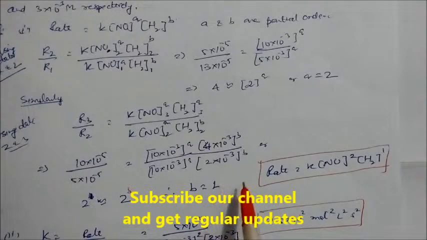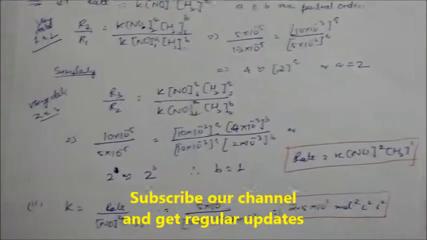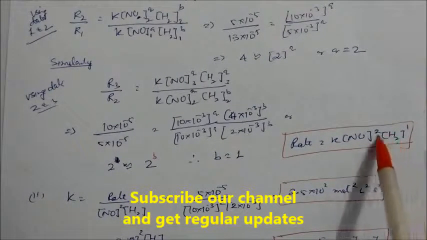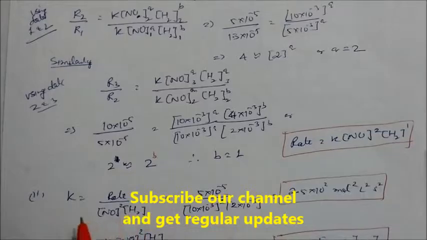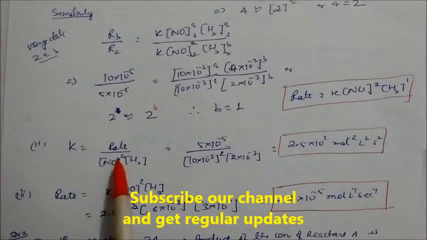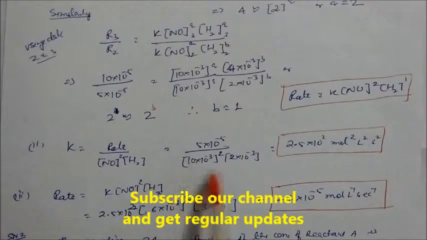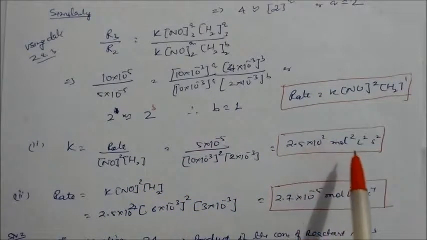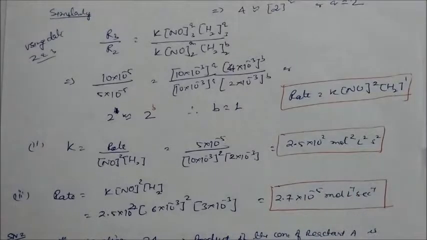So the rate law expression will be rate is equal to k into concentration of NO to the power 2 and concentration of H2 to the power 1. Now we'll see what is the rate constant. So the rate constant will be rate divided by NO square into H2. By solving you will get this much value, 2.5 into 10 per mole square per liter square per second.